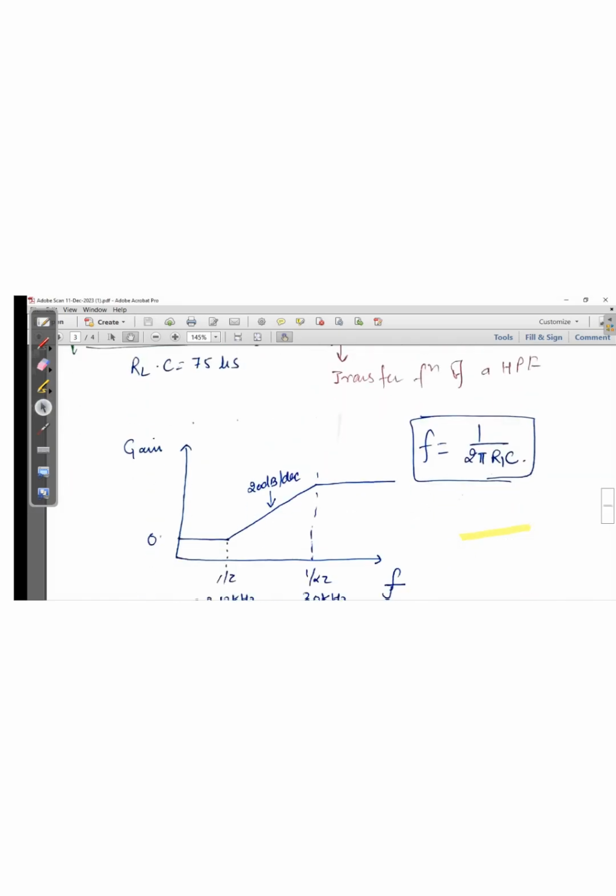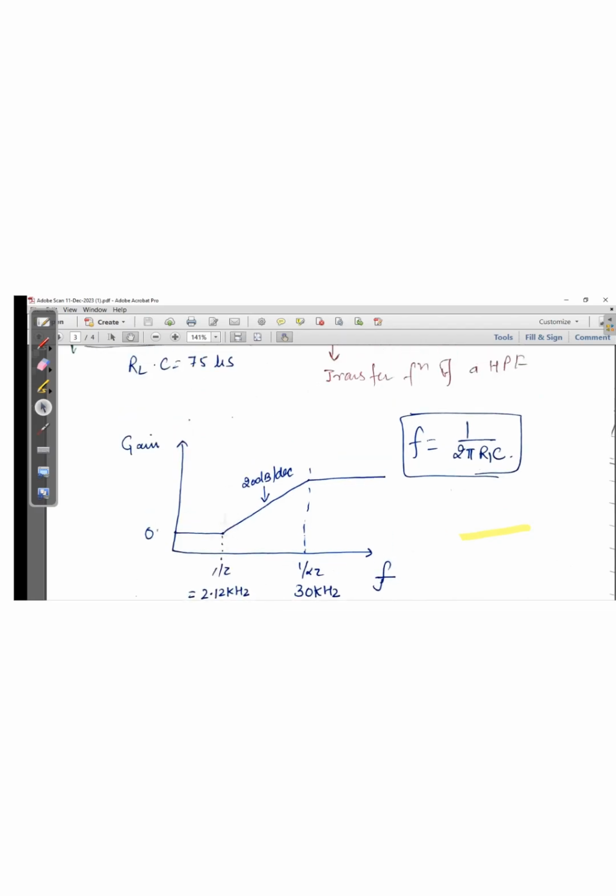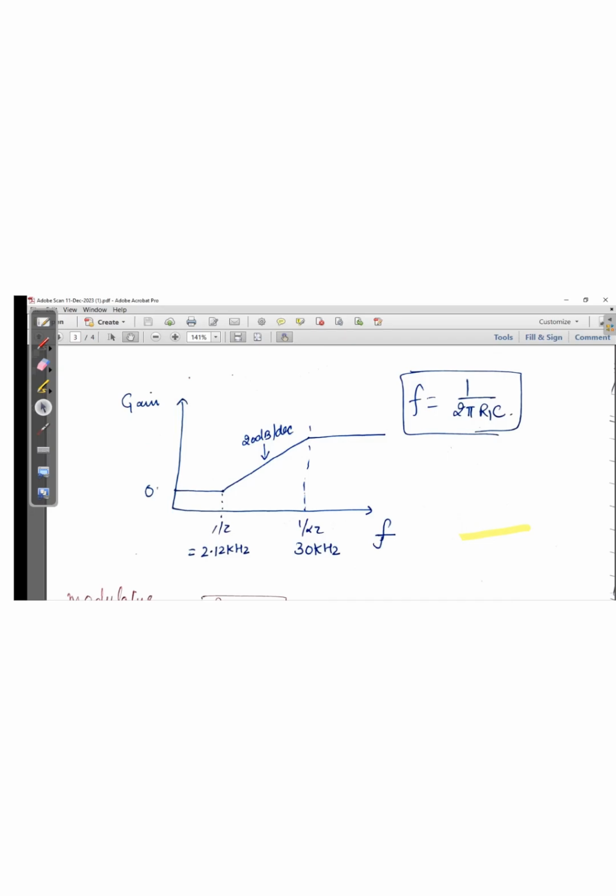So if I plot the Bode plot for this high pass filter, the first frequency 1 by tau is approximately 2.12 kilohertz to 30 kilohertz, right? The slope of the gain is 20 dB per decade, right? So what it is doing is providing gain from 2 kilohertz to 30 kilohertz at a rate of 20 dB per decade, right?